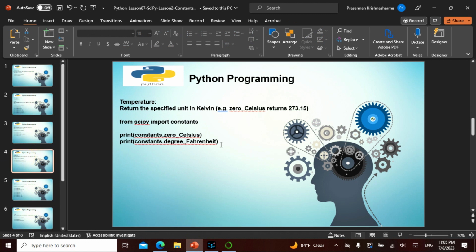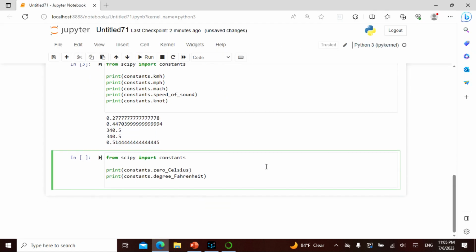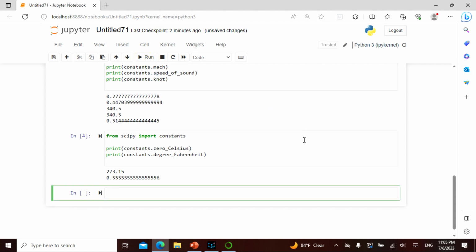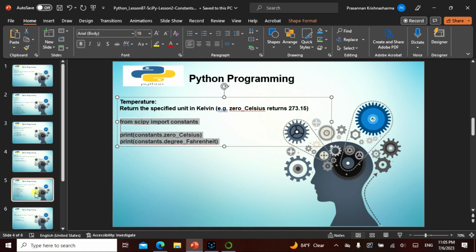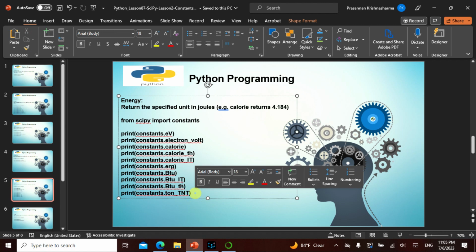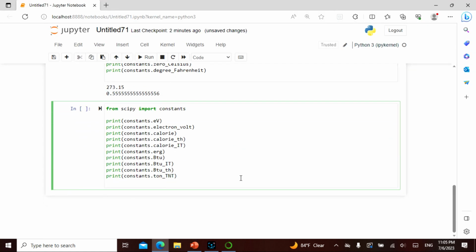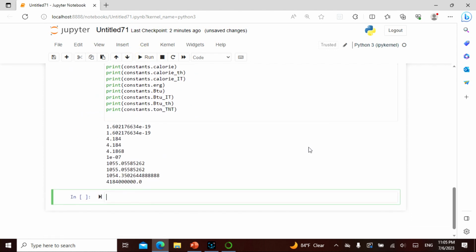Now the temperature. The temperature is basically Celsius or Fahrenheit. So Celsius and degree Fahrenheit, this is what we actually find. Then the energy. The energy is written in joules. This is also called the electron volt, calorie. These things are called the energy. So if I run it, these are called constants, and this is what I'm getting. Okay.